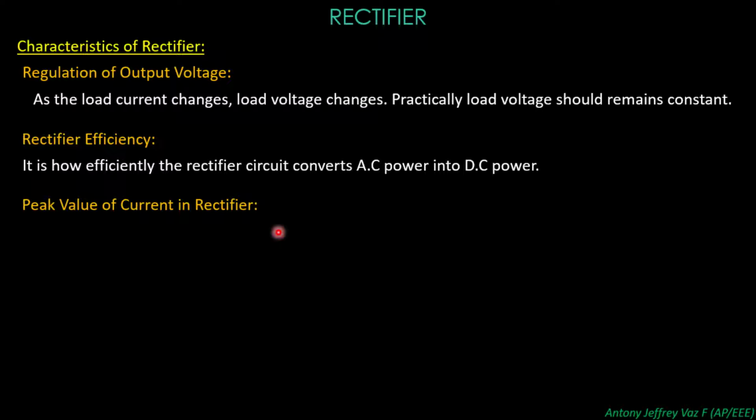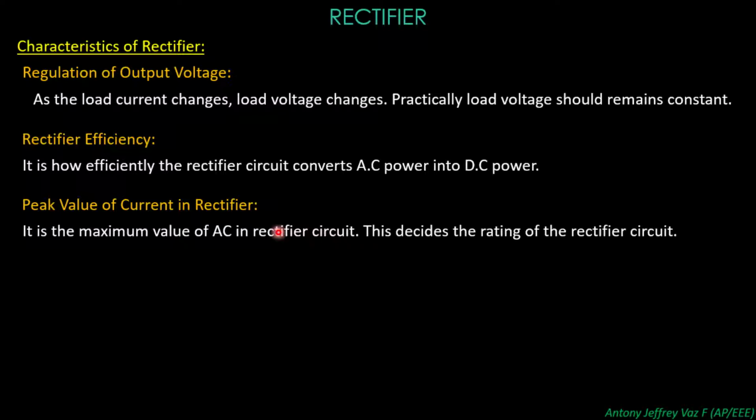Peak value of current in a rectifier. It is the maximum value of AC in the rectifier circuit. This describes the rating of the rectifier circuit. The total amount of AC, that is the peak value of the AC supply which is fed into the rectifier. So this is the maximum input, the AC supply peak input to the rectifier, and this decides the rating of the rectifier unit.